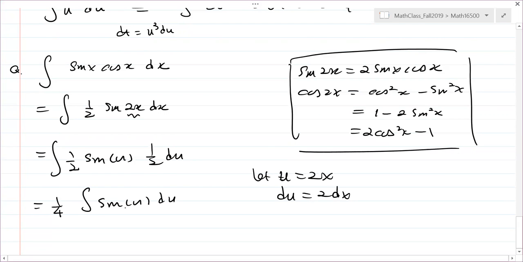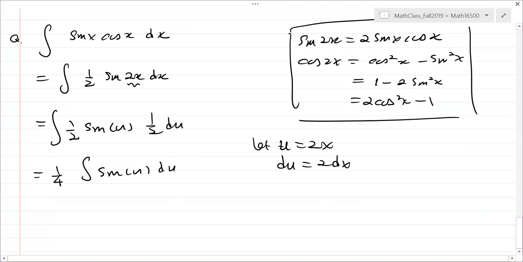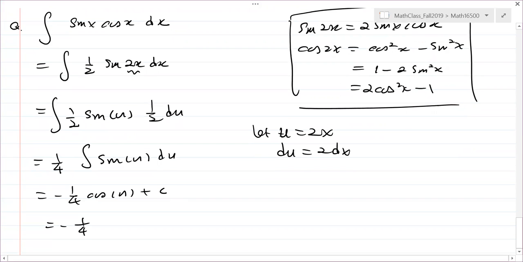Then we know this. You can use another substitution if you want. It's going to be negative cosine u. We already know the form, right? So it's negative 1/4 cosine u plus constant, because if you differentiate negative cosine u you get sine u. What is u? u is 2x. So you get an answer.